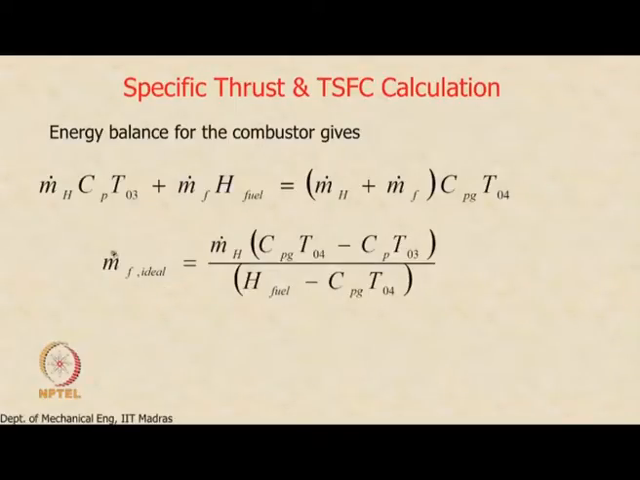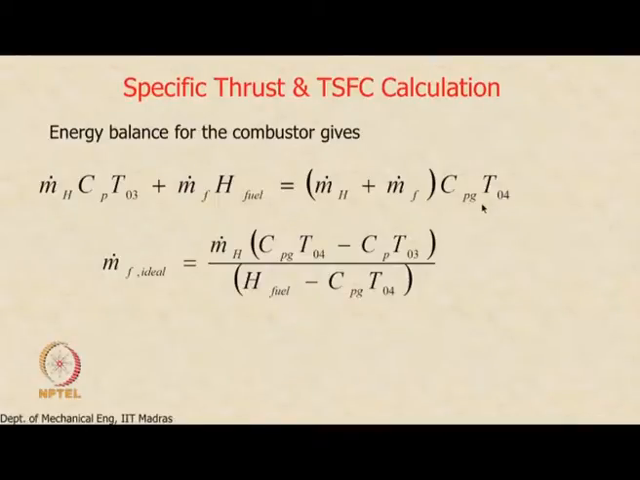So, the ideal amount of mass fuel flow rate that I need to provide comes from this equation. Notice that here I have neglected mf dot in comparison with mh dot. This I am allowed to do because mf dot is usually a much smaller number compared to mh dot. So, I can rewrite this equation for the mass flow rate of fuel as something like this. This is the amount of fuel that I need to burn to take a stream of air from a stagnation temperature T03 to a stagnation temperature T04 under ideal conditions.